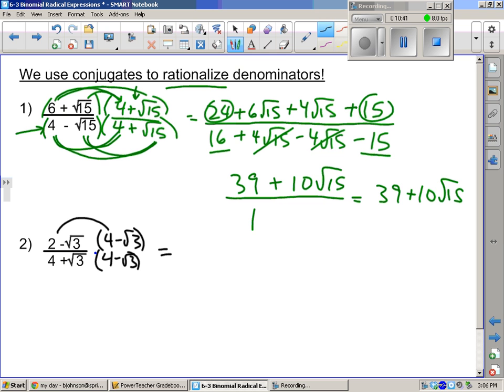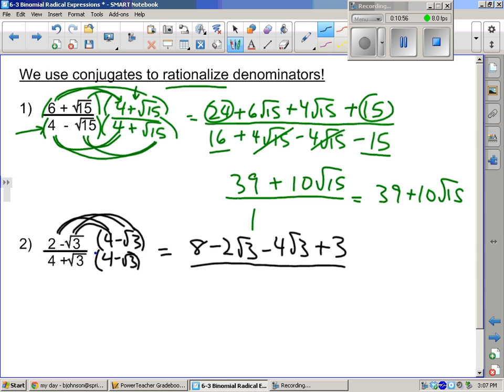So 2 times 4 is 8. 2 times negative root 3 is negative 2 root 3. Inner is negative 4 root 3. And last is positive 3 root 9, which is 3. So 4 times 4 is 16. 4 times negative root 3 is negative 4 root 3. 4 times positive root 3 is positive 4 root 3. And root 3 times negative root 3 is negative 3. Woohoo! So I can put things together.